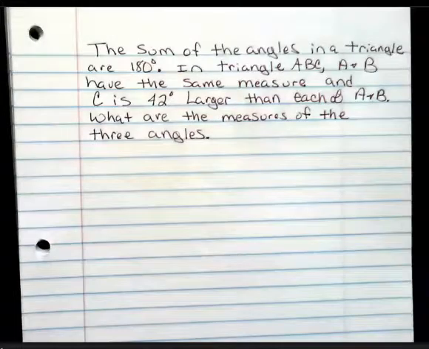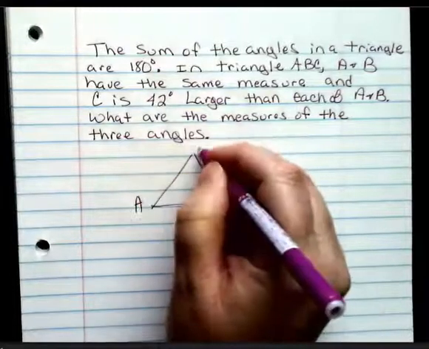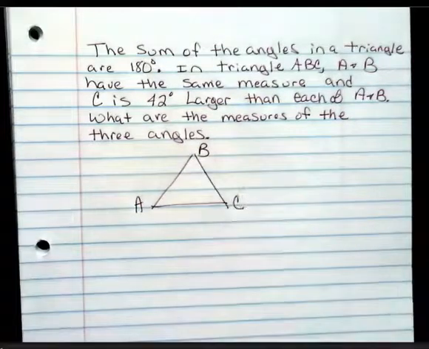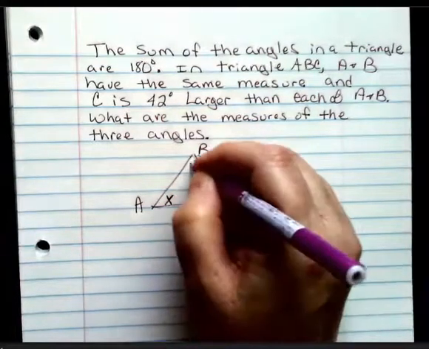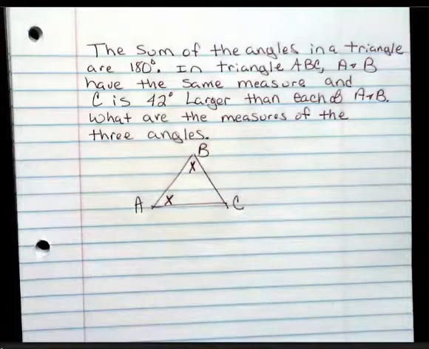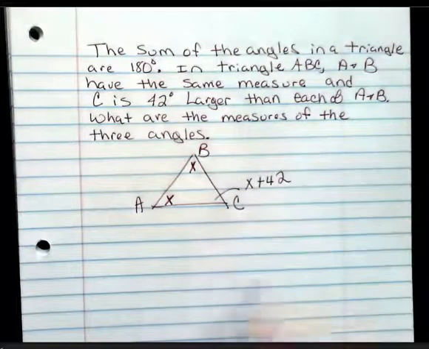Okay, so the sum of angles in a triangle is 180 degrees. That means all 3 angles in a triangle add up to 180 degrees. Here's a triangle. We're going to call this A, this B, and this C. Now, A and B are the same, so we're going to call A and B x. C is 42 degrees larger than each of A and B. So that means C is x plus 42 because it's 42 degrees more.